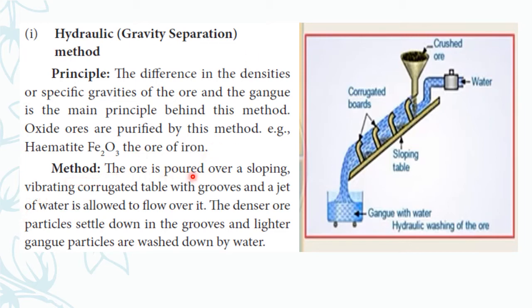The ore is poured over a sloping, vibrating corrugated table with grooves, and a jet of water is allowed to flow over it. The denser ore particles settle down in the grooves, and the lighter gangue particles are washed down by the water.